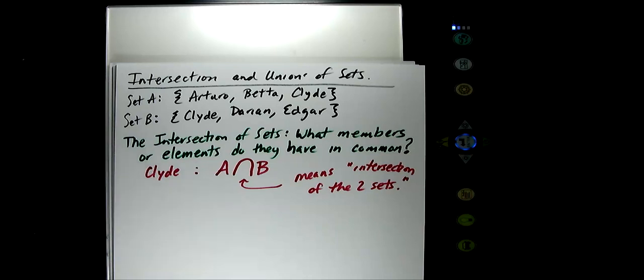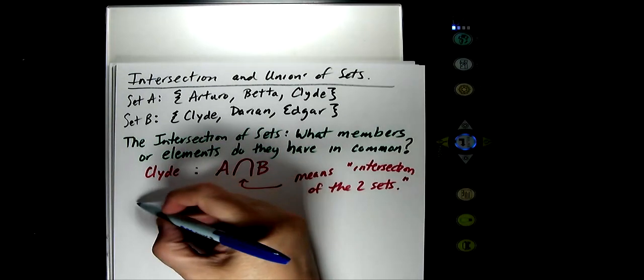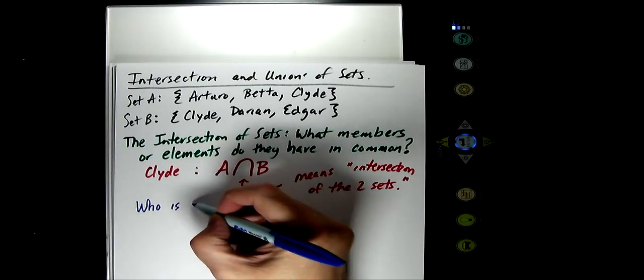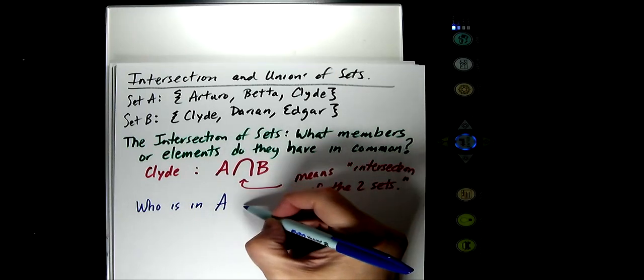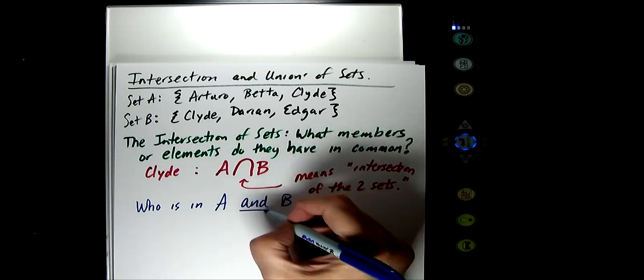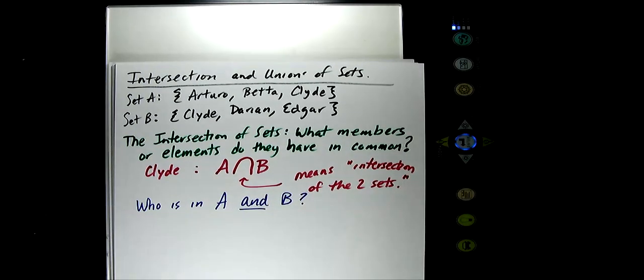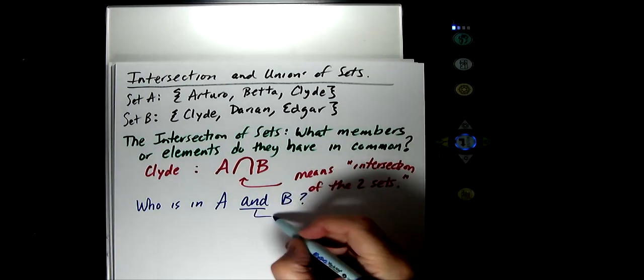And a much easier way of saying in both sets is who is in A and B. So if you're looking for something that says and, this is an intersection thing.